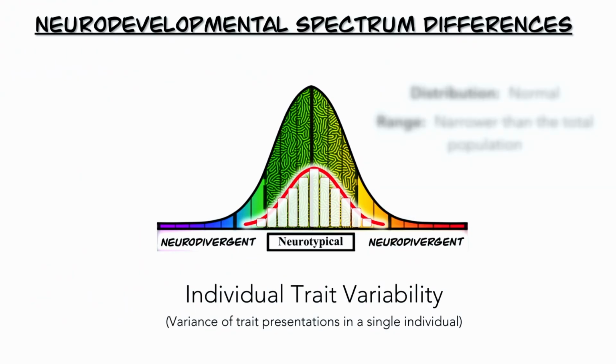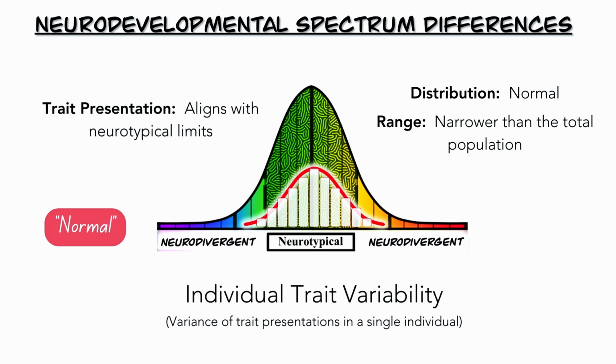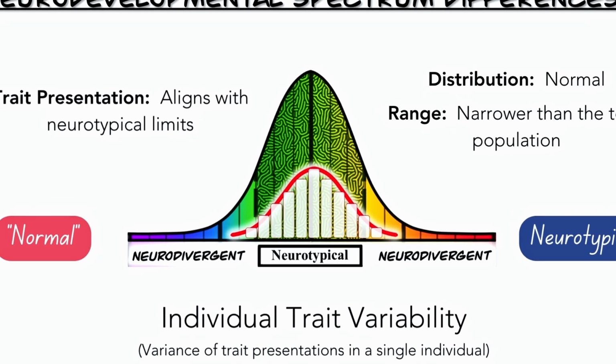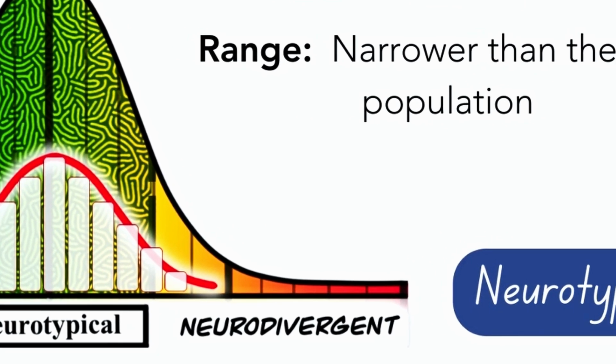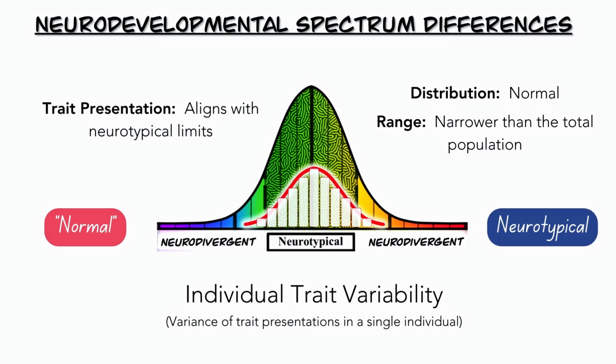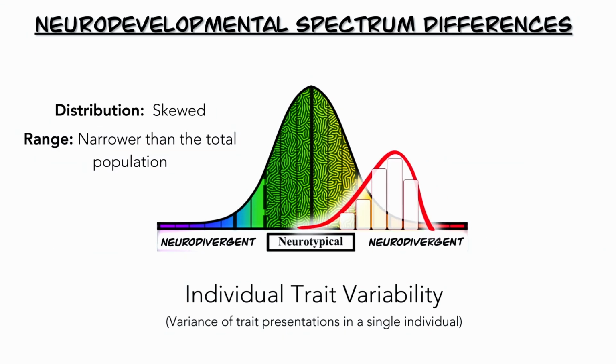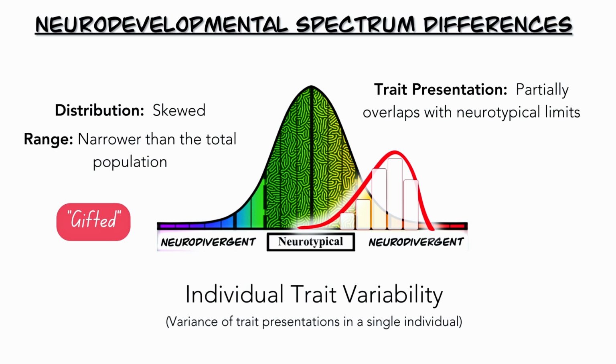This first curve shows a normal distribution, and the range is my guess as to what a typical range may be for an individual, although I realize I could be way off there, but for the sake of the video, let's just go with that. The curve is directly overlapping the neurotypical limits of the population, so this would be an example of a neurotypical presentation. With this second curve, the range is a similar width to the last one, but the distribution is more skewed to one side, and the majority of the curve is situated outside of the neurotypical limits, and it only overlaps partially. So this particular curve would represent a neurodivergent presentation.